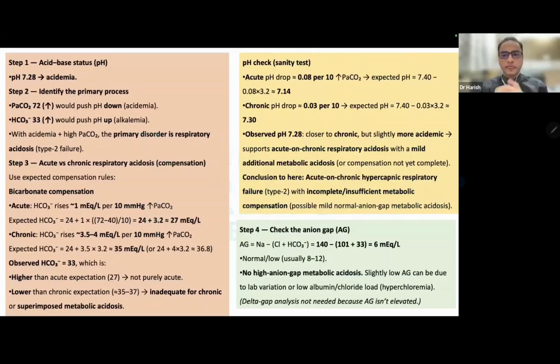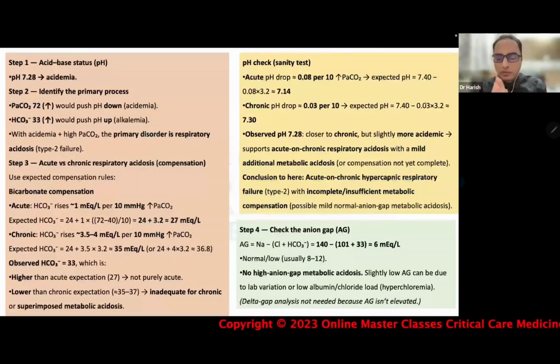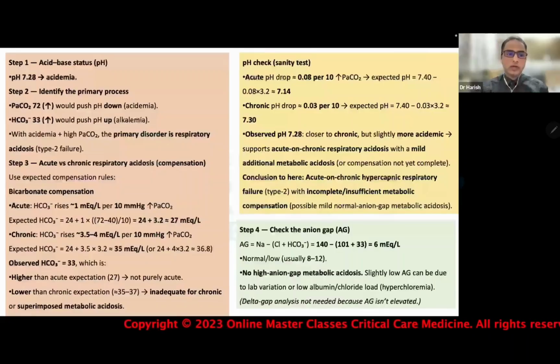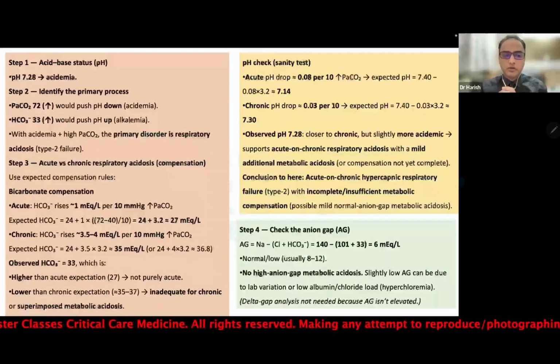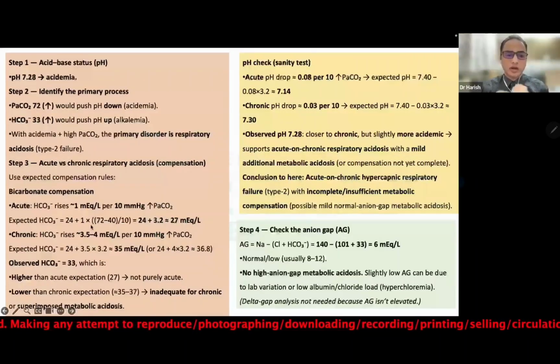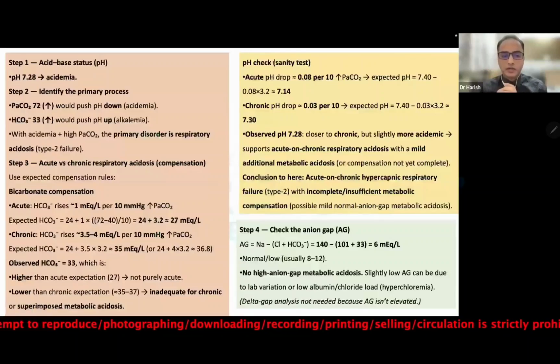Next question: whether it is acute, chronic, or acute on chronic respiratory acidosis. For that we need an idea about the compensation, so use expected compensation rules. We know that in the acute scenario, bicarbonate rises by 1 milliequivalent per liter per 10 millimeters of mercury increase in PCO2. So here the expected bicarb in this case is 24 plus 1 into 72 minus 40 divided by 10.